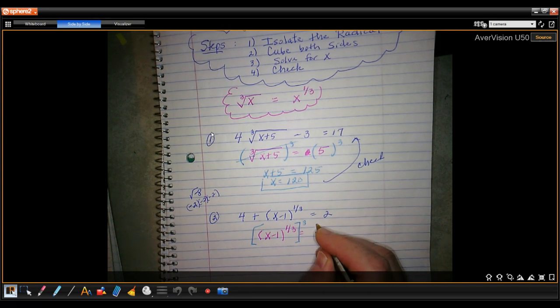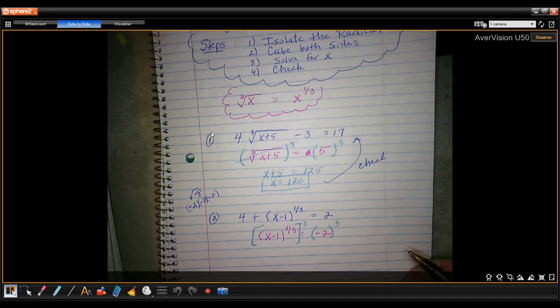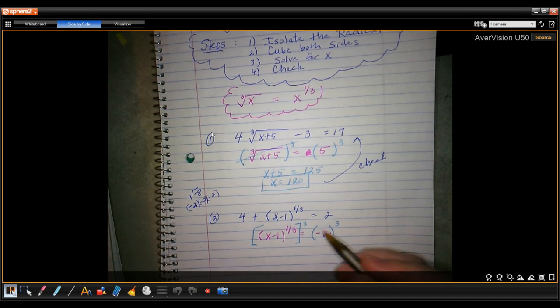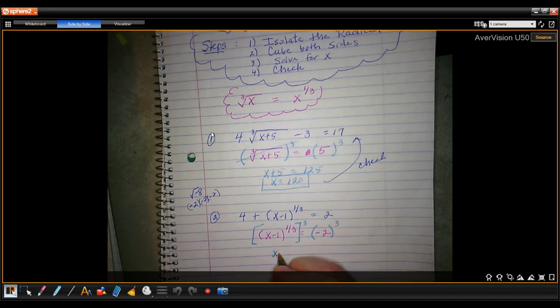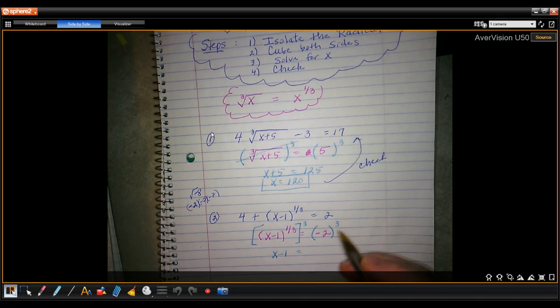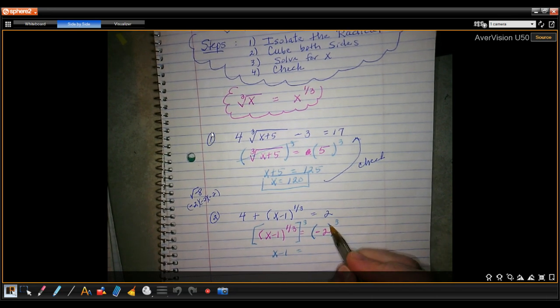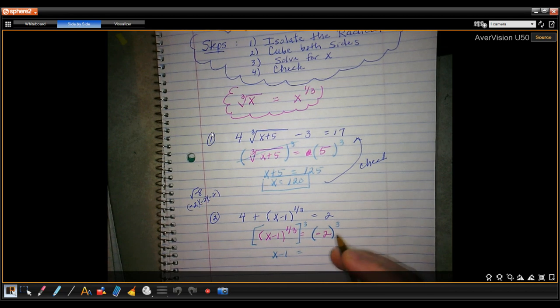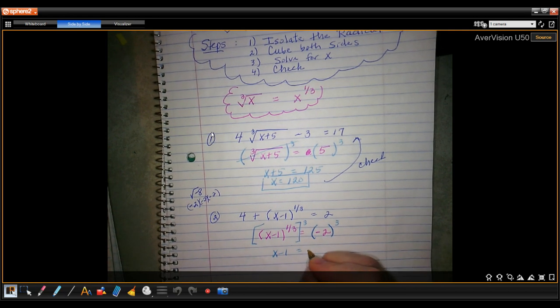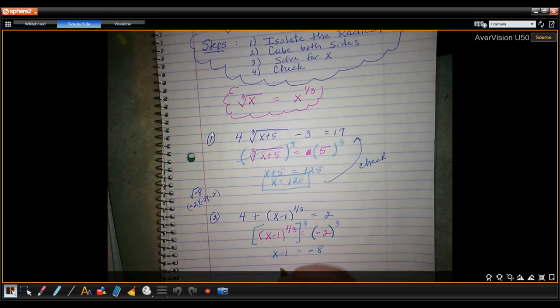Well, obviously, if you raise it to a power on one side, you want to raise it to a power on the other side. So this cancels out. Then you're just left with x minus 1 equals, make sure you put parentheses here, it's really important because you're cubing the whole thing. So negative 2 times negative 2 times negative 2 is negative 8. Add the 1 on both sides, so you get negative 7.